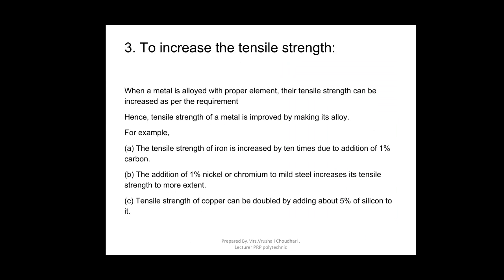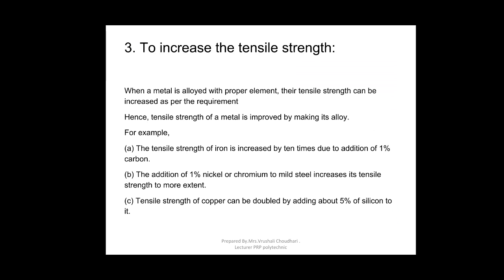To increase the tensile strength, the metal is alloyed with a proper element, and the tensile strength can be increased as per the requirement. The tensile strength of iron is increased by 10 times due to the addition of only 1% of carbon. It becomes really useful for making cranes, where the iron bar is used to carry a large weight.